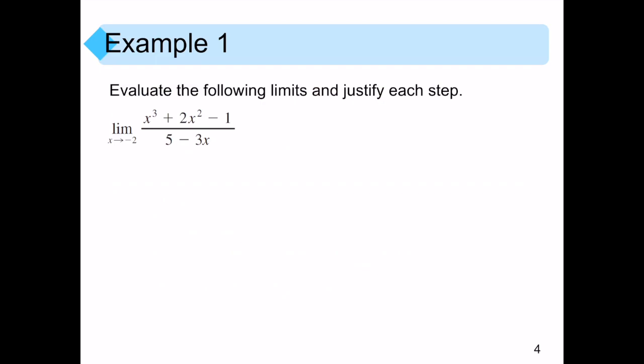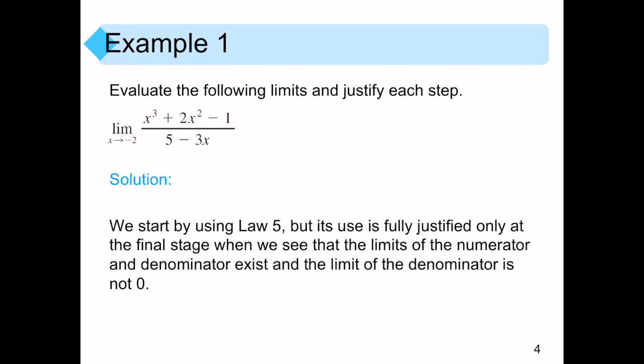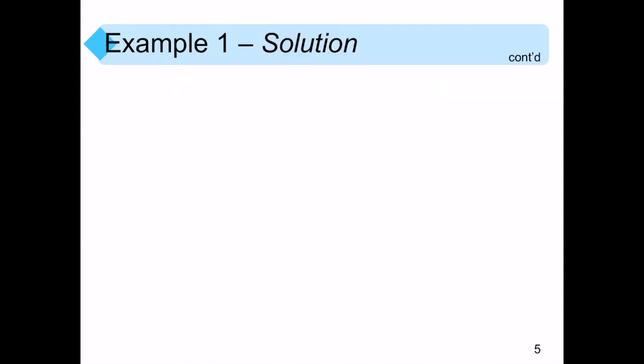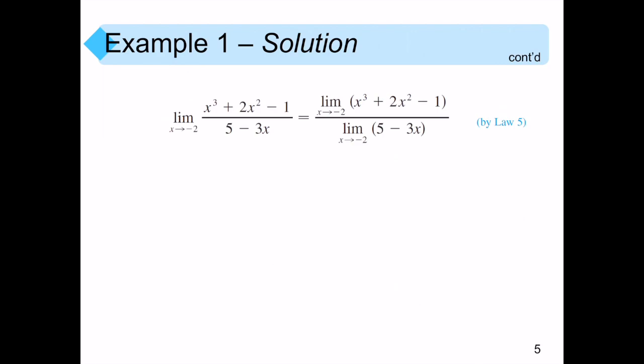Let's see how to use the laws to find this problem's limit. First, this problem is a quotient, so we need to use the quotient law. Before we use it, we need to understand that the denominator cannot equal 0. So we use law 5 to find this function's limit. Using the quotient law, we can write the quotient's limit as the quotient of the limits.